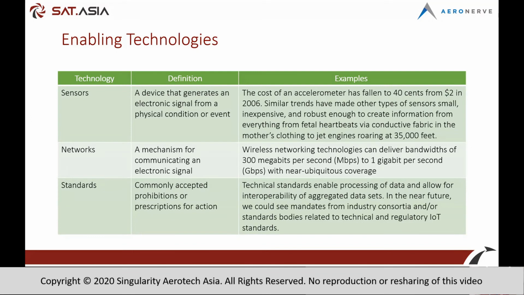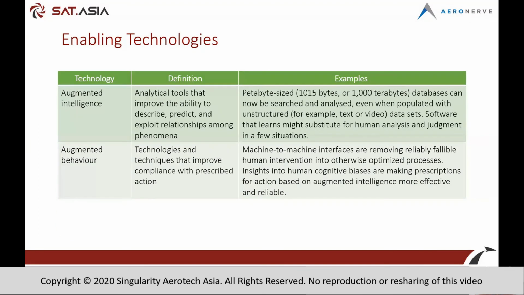Earlier we talked about factors, we talked about market trends, what is happening in the market that enables IoT implementation. Now let's talk about technologies. There are 5 key technologies that make up the IoT architecture. First is the sensor, followed by the network, and then standards, augmented intelligence, and augmented behavior.